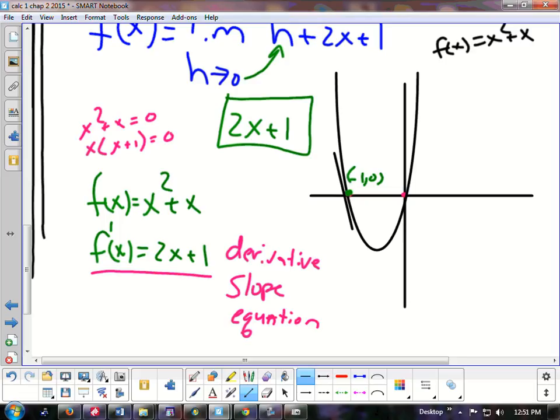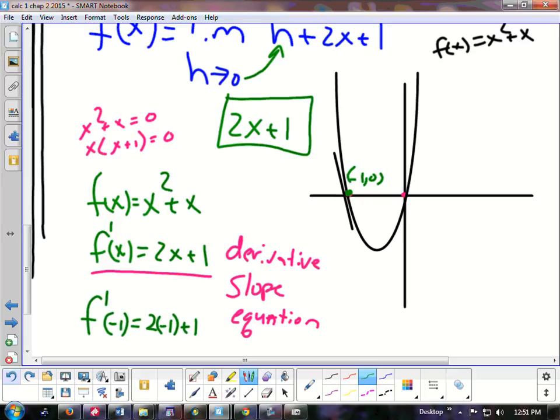So when I put in this negative 1 into my slope equation here, f prime, the derivative at negative 1, or the slope at negative 1, I get 2 times negative 1 plus 1, and I get negative 2 plus 1, which is negative 1. So the slope, or the rate of change at that point, negative 1 comma 0, is negative 1.